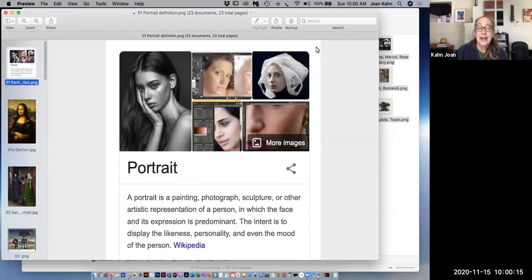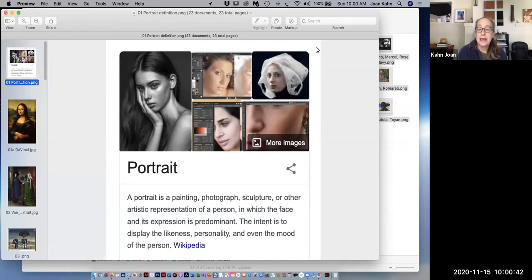Hi, everyone. This is a little talk on the collage portrait project that you are about to do or are in the process of beginning. And I want to talk about the history of collage portraiture in art, but mostly 20th century art and 21st century art. So, what is a portrait?